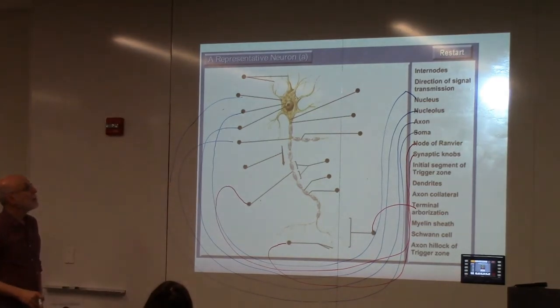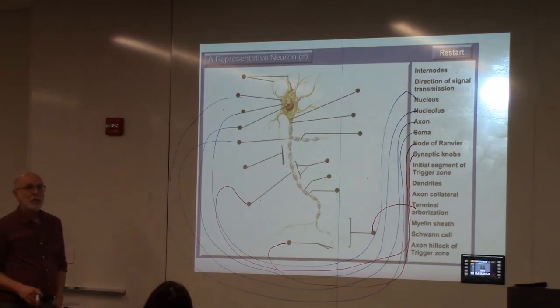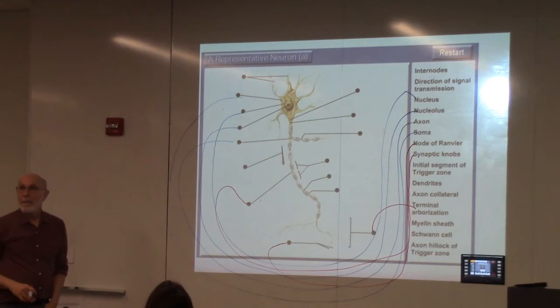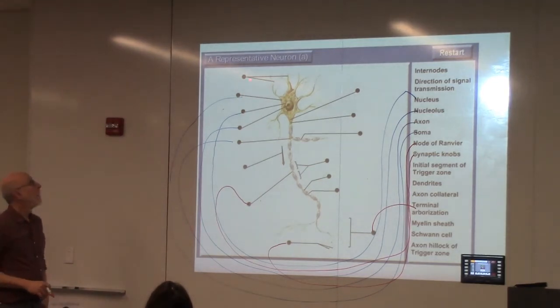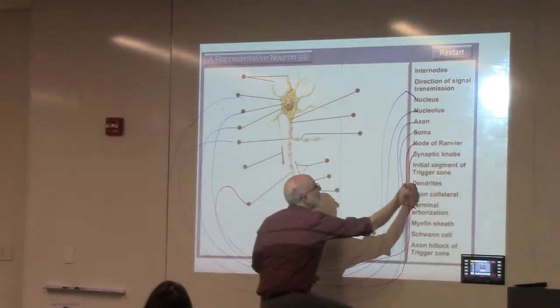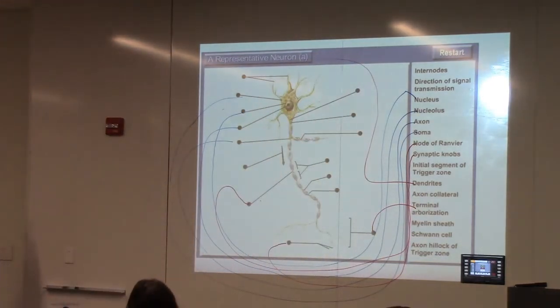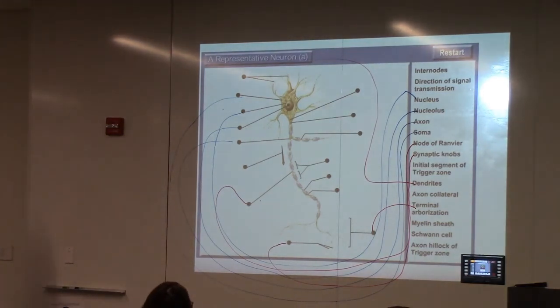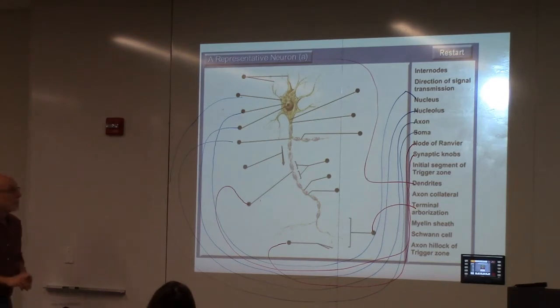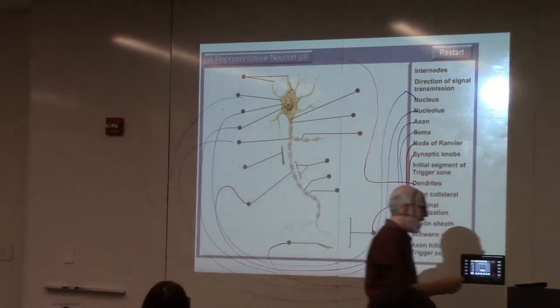Okay, let's do dendrites. Who wants to point to some dendrites? JP. Yeah, it's got to be right. Dendrites. Okay. Who wants to do axon collateral? Alexander. Sure. A branch from the axon.